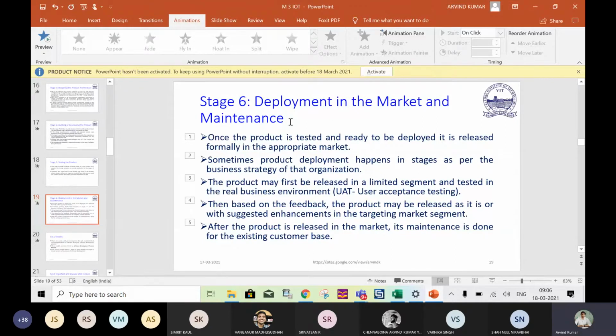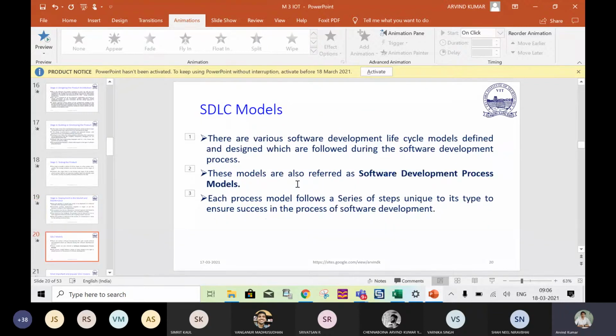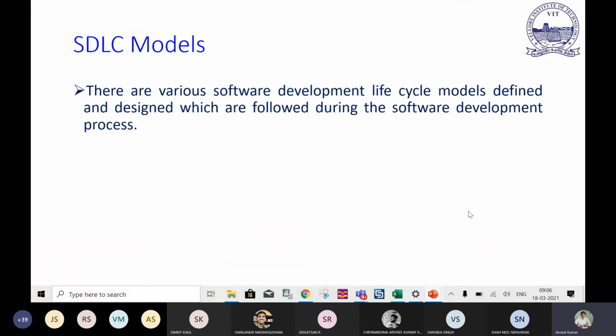So from here we are going to start the SDLC models. There are various software development life cycle models defined and designed, which are followed during software development. It's not that you can start from a single end. There is a proper agenda, like when you are planning to build a building. First you need the land, and then how to put the foundation. You have to verify what kind of soil is there and what its strength is. Everything you have to take care of.